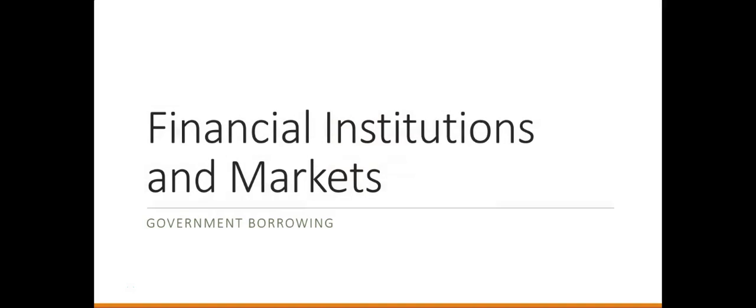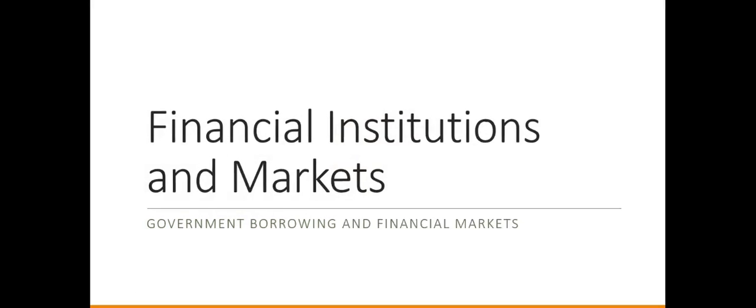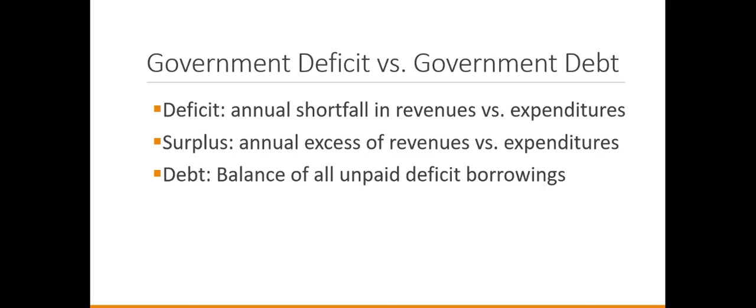Today we'll be discussing government borrowing. Let's begin with a comparison of deficit and debt. The deficit is the annual shortfall in a government's cash inflow versus cash outflow. That's typically what's happening with government financial situation. The opposite situation is also possible, although less common, a surplus, which is when annual inflows exceed annual outflows.